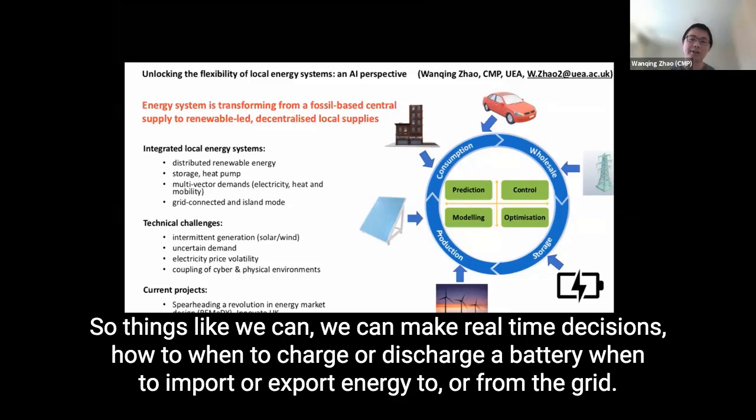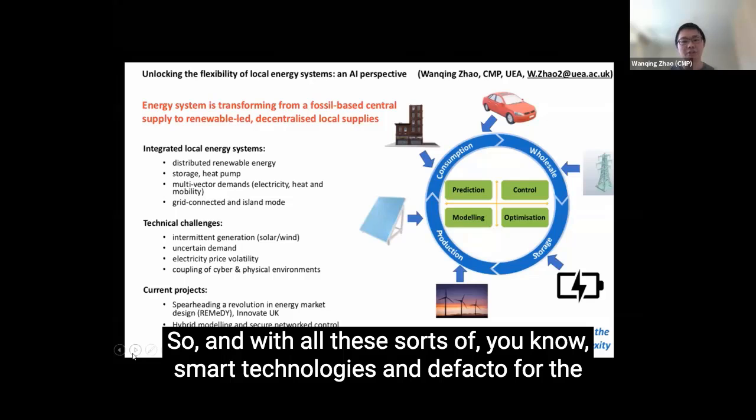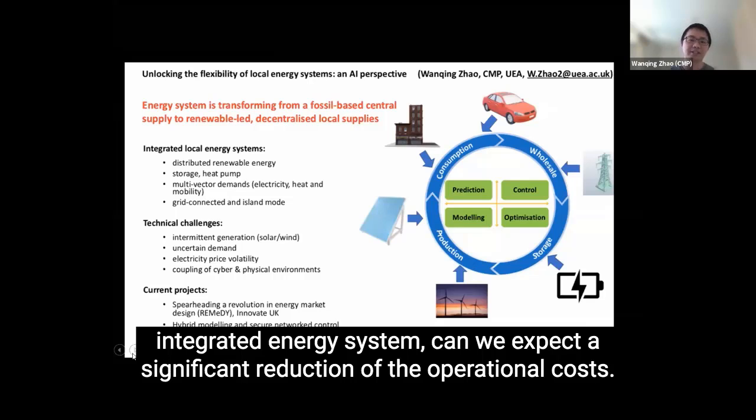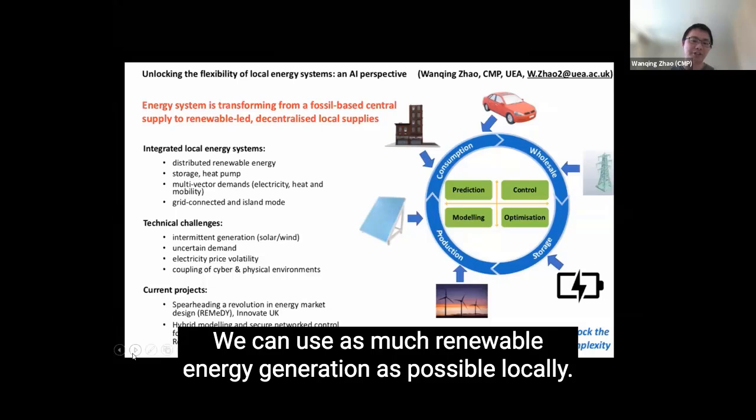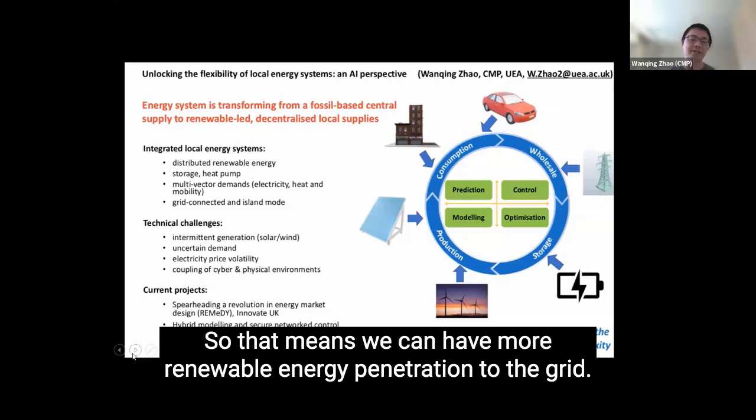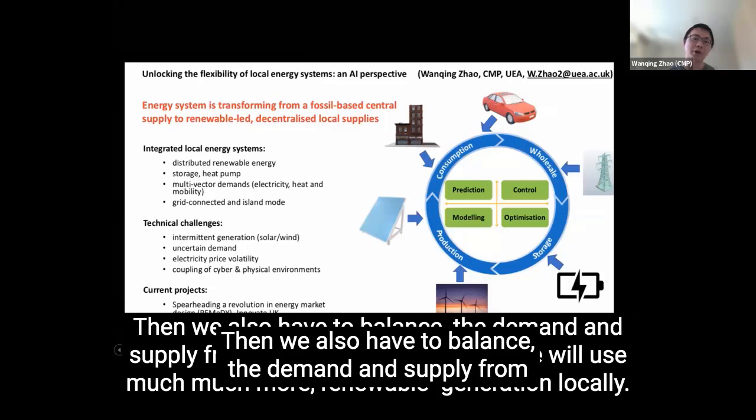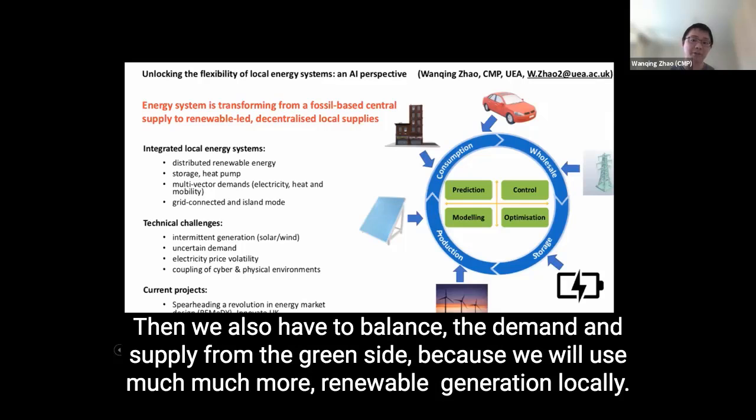So we can make real-time decisions on when to charge or discharge a battery, and when to import or export energy to or from the grid. With all these smart technologies developed for such an integrated energy system, we can expect a significant reduction of the operational cost. We can use as much renewable energy generation as possible locally. That means we can have more renewable energy penetration to the grid, which will also help to balance the demand and the supply from the grid side, because we will use much more renewable generation locally.